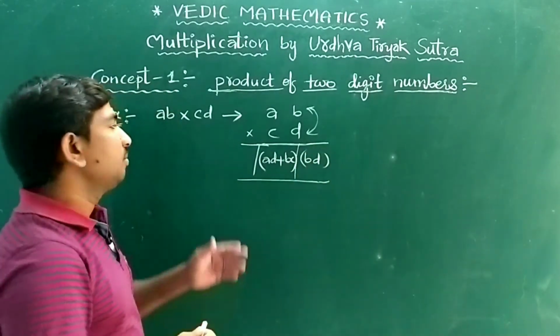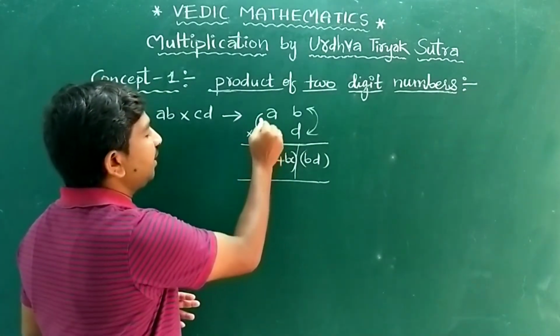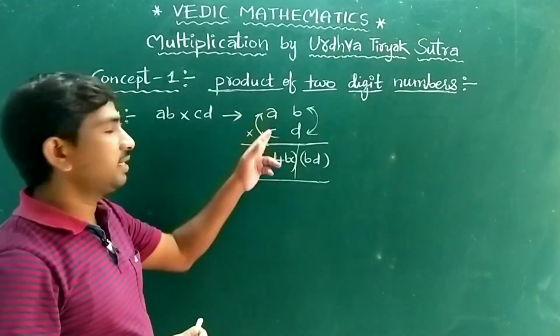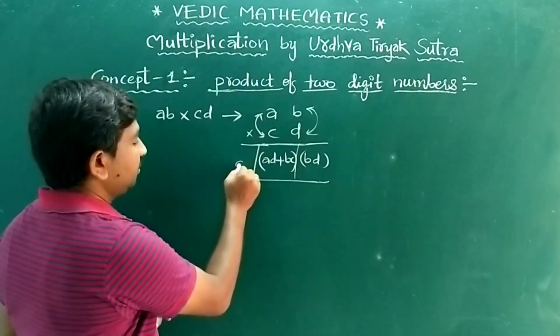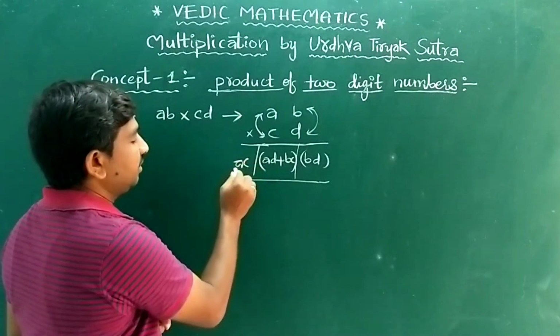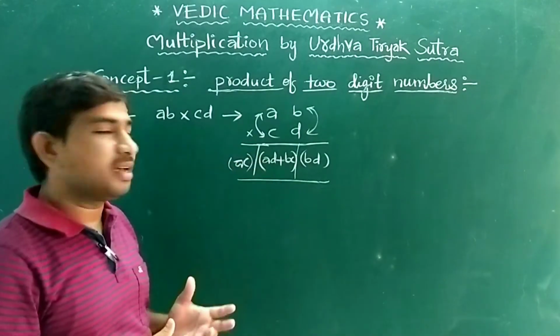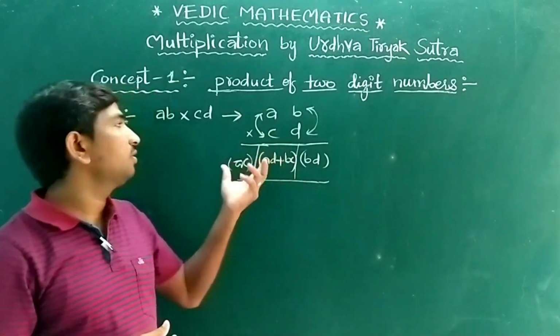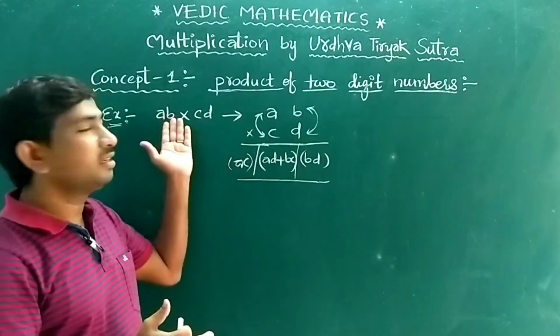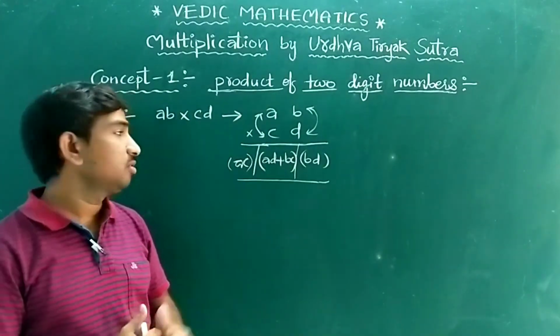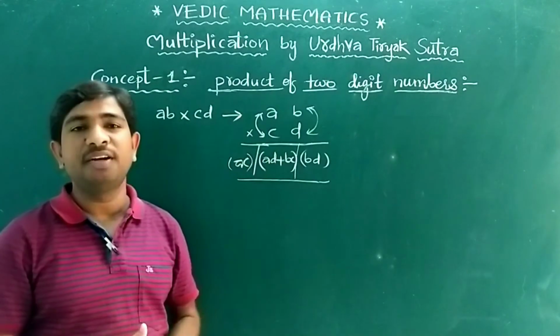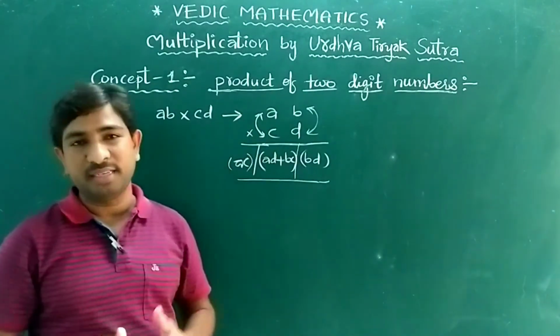The last part is the product of the extremes of the left values, so here the tens digits, A into C. So this is AC. This is the product, or multiplication, of two-digit numbers. This is the generalization formula. So we will take one more example problem.